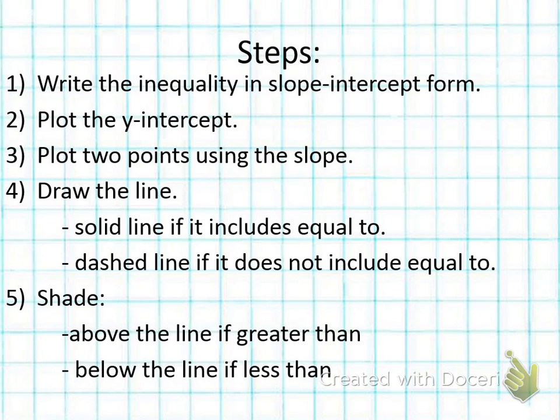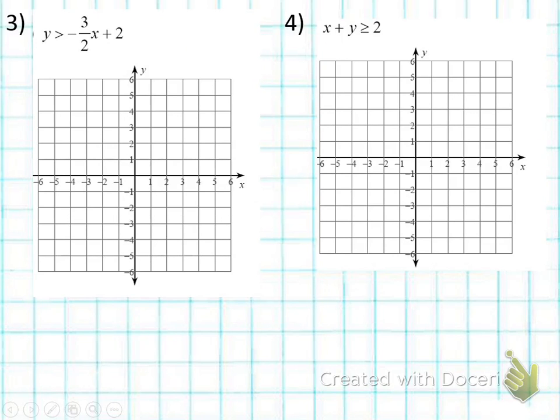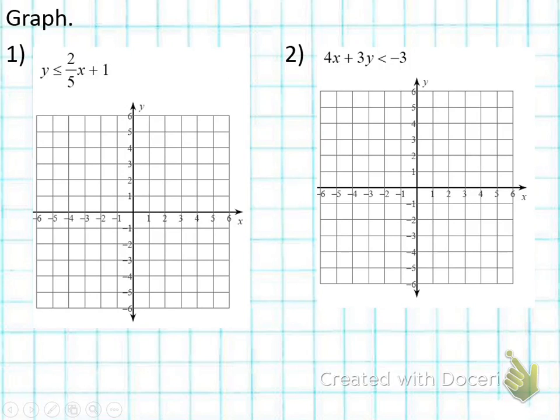Numbers 1 and 2, watch carefully. All eyes up here. This is like yesterday, just one more extra step. First, make sure it's in slope-intercept form. It looks like it is. We have y is less than or equal to 2/5 x plus 1. That's our y-intercept, so it's all in the right form. Our y-intercept is 1, so we go to 1 and draw a point. Then our slope is 2/5, so we're rising 2, running 5.